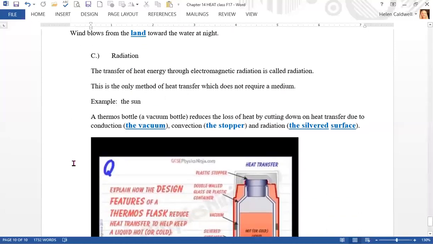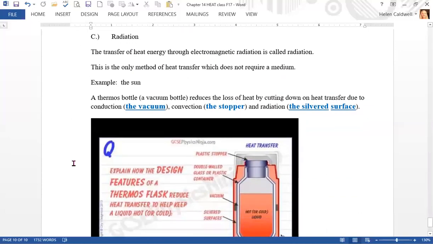Radiation is the transfer of heat energy through electromagnetic radiation. It's the only heat transfer that does not require a medium. It does not require molecules. Conduction requires molecules. Convection requires molecules. Radiation does not require molecules. The sun's energy reaches us through radiation.